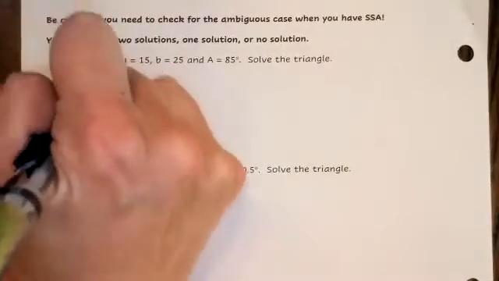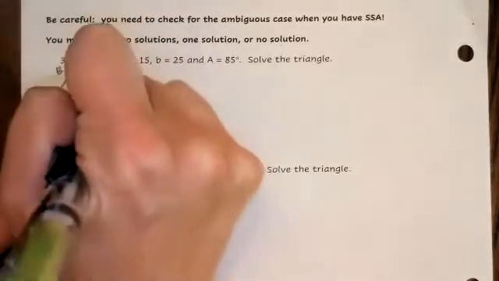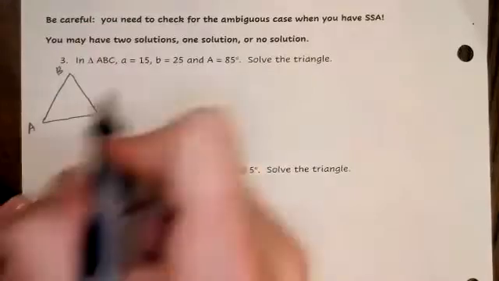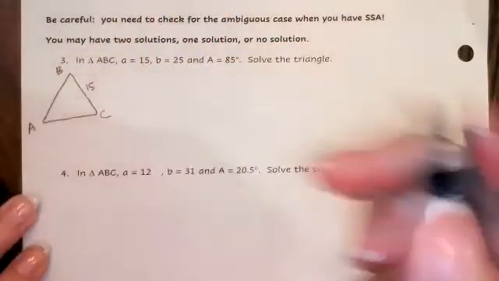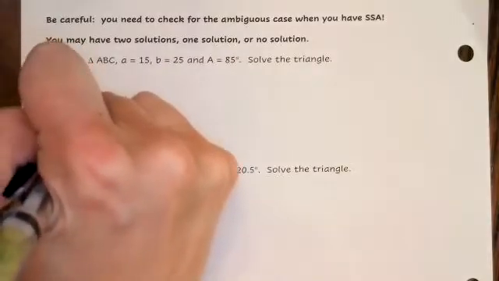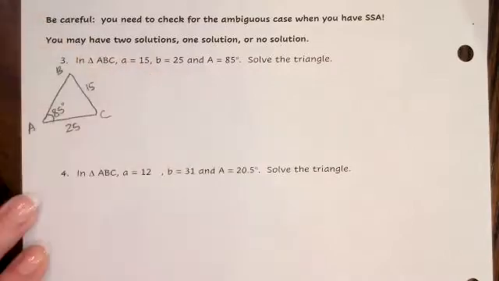So just like on the other side, we start by drawing our triangles. So we get A, B, and C here. And it gives us side length A is 15, so I'm going to label that. Side length B is 25, so I'm going to label that. And angle A is 85.